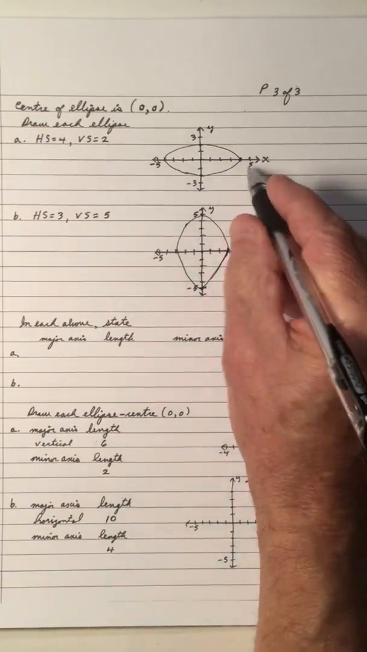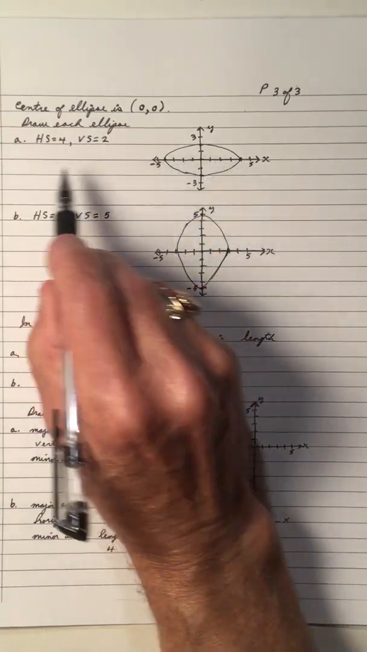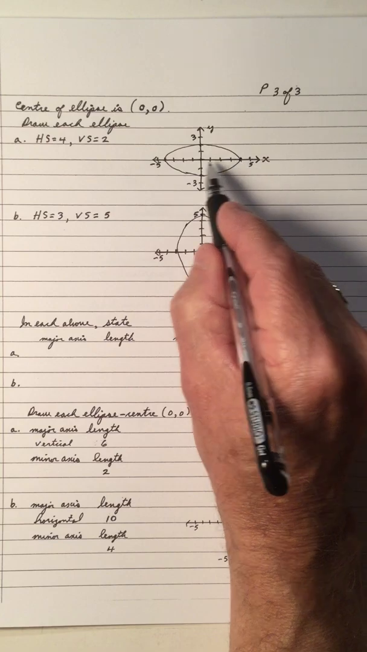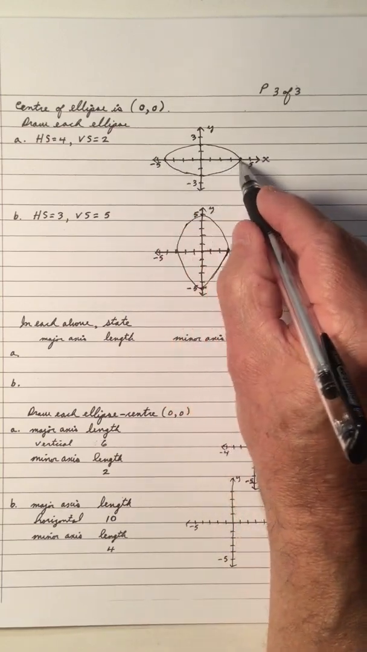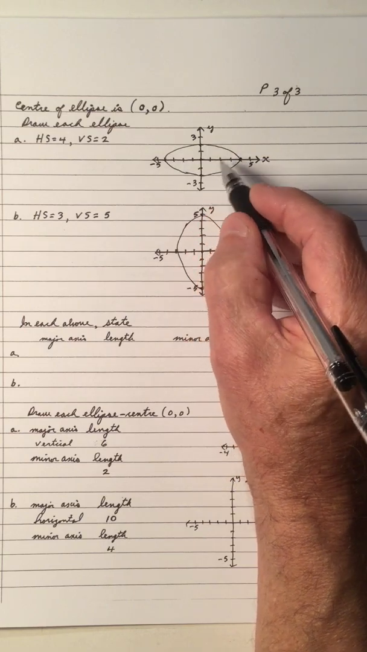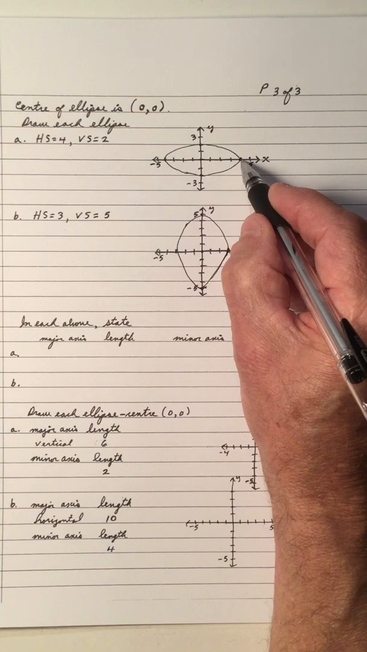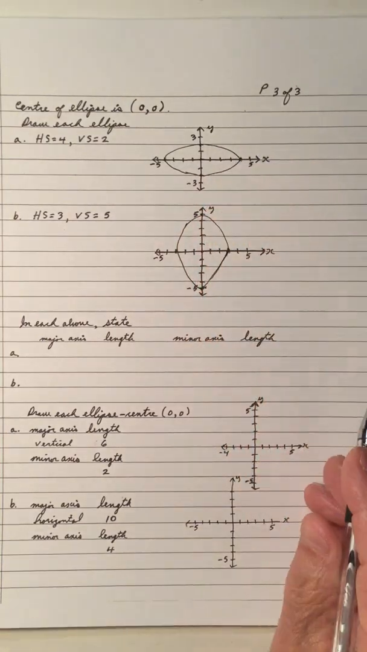And there's the ellipse. So notice the horizontal stretch here. Notice the length of the axis is 8. The horizontal stretch is 4 right, 4 left, so it's 8 altogether. So this is the major axis because the horizontal stretch is bigger than the vertical stretch. So the length of this axis is 4 plus 4 is 8, and this one is 2 plus 2 is 4.